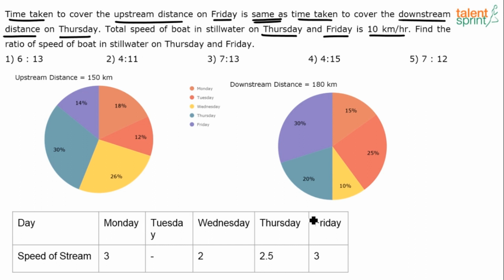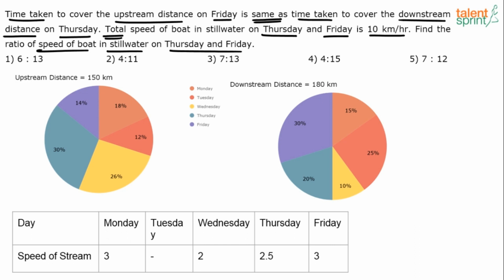The speed of the boat may also be different every day, because he says the speed of the boat in still water on Thursday and Friday is 10 kilometers per hour total speed. So the sum of the speed of the boat on Thursday and Friday is 10. Now out of this, what was the speed on Thursday and what was it on Friday is not known to us. Then the next point says find the ratio of the speed of the boat in still water on Thursday and Friday.